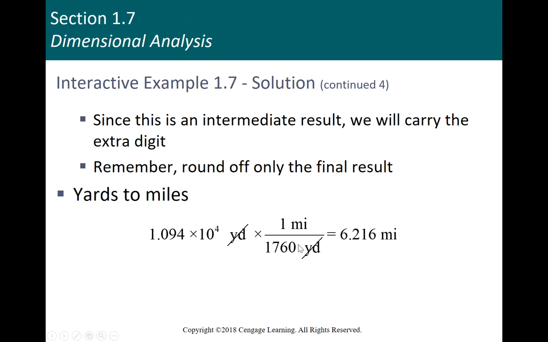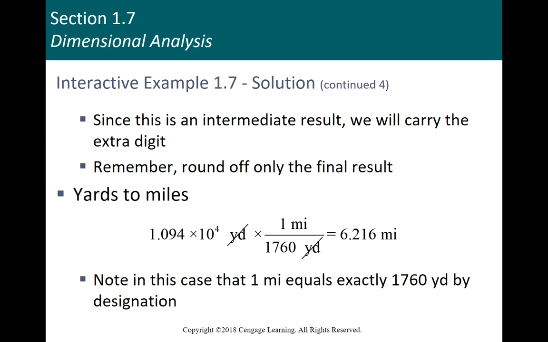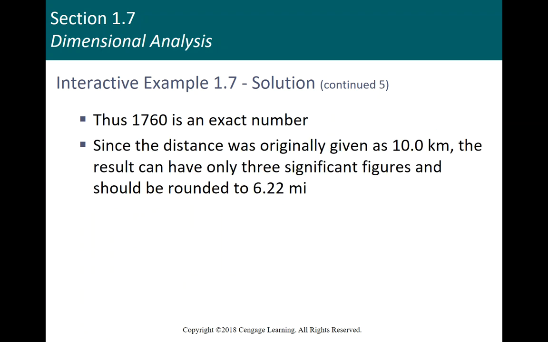Now we go from yards to miles. This is our conversion factor from yards to miles, and in this particular case, again, even though it's not a direct multiple of 10, like 10, 100, or 1,000, the bigger number goes with the smaller unit because yards are smaller than miles. And so we end up with 6.216 miles. And that, since we need 3 significant figures, we're going to round that to 6.22 miles. So 10.0 kilometers is the same thing as 6.22 miles.